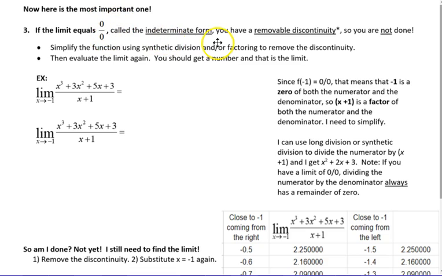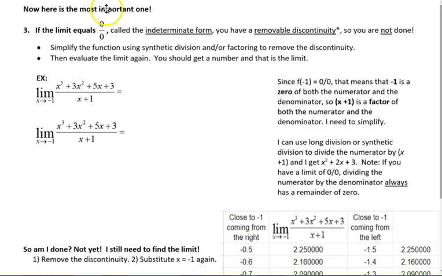0 over 0 is called the indeterminate form because you have yet to determine if a limit exists. It may exist, it may not exist. It depends on what kind of function you are using in your limit. However, for our purposes, since we're using a rational function, a polynomial divided by a polynomial in our limits, and that's all we're going to be dealing with, when we see 0 over 0, we know that we're going to be able to remove the discontinuity and find the limit. Just remember that that's not true for every type of function, and you're going to see other ways to interpret this in calculus. So how do we go about determining if we have a removable discontinuity and if the limit might exist for 0 over 0?